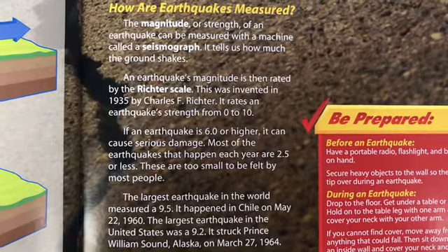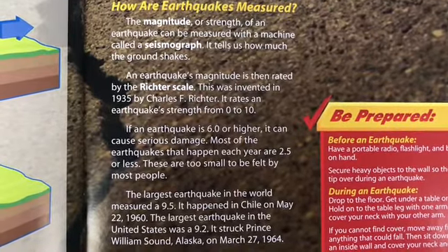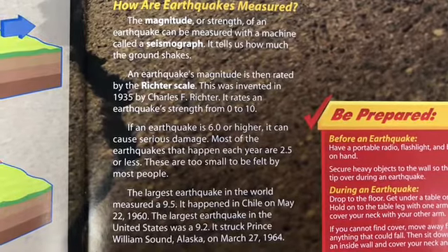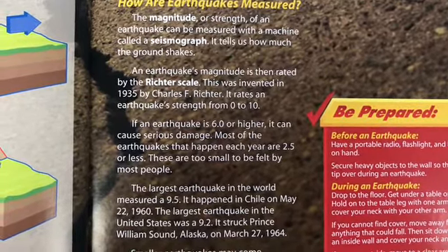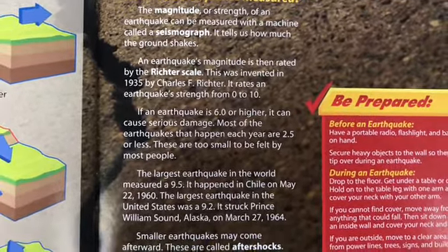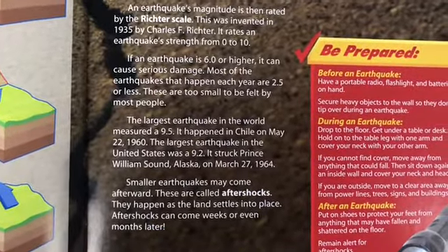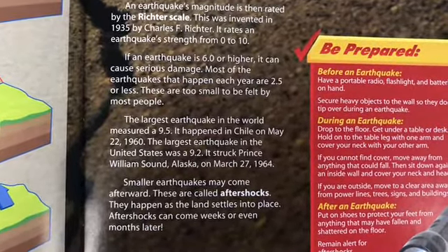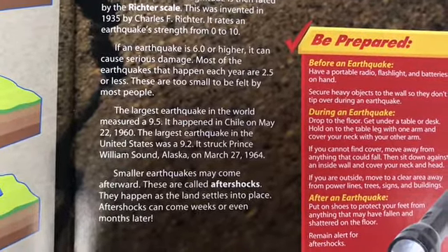Most of the earthquakes that happen each year are 2.5 or less. These are too small to be felt by most people. The largest earthquake in the world measured 9.5. It happened in Chile on May 22, 1960. The largest earthquake in the United States was a 9.2. It struck Prince William Sound, Alaska on March 27, 1964.